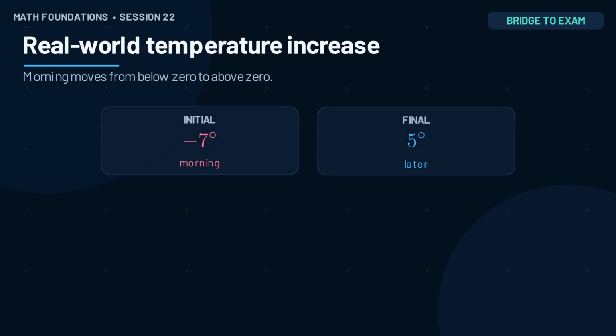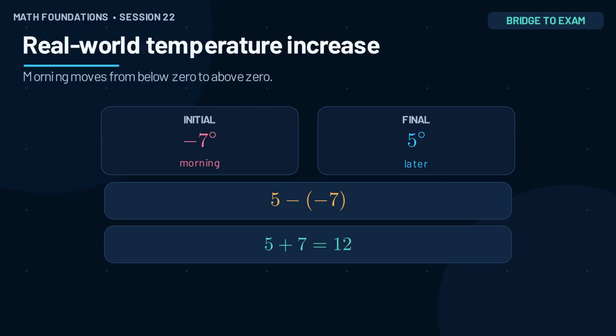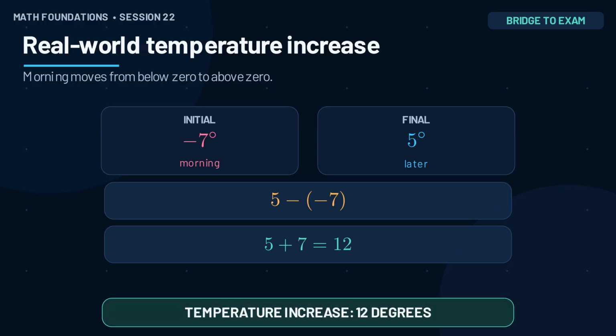A morning temperature moves from -7 degrees to +5 degrees. Step 1. Identify initial -7 and final +5. Step 2. Therefore, the temperature increase is 12 degrees.